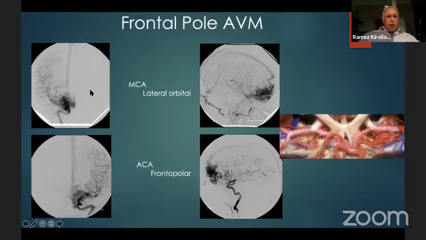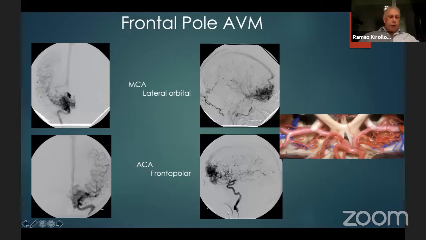The frontal pole has a blood supply laterally from the MCA. So this AVM is supplied laterally from the MCA, lateral frontal orbital branch, while this one is medial and it's supplied from the frontopolar. So this is the A1 and the A2, giving the A2 proximally, giving the lateral orbit. This is, sorry, the frontal orbital branch, while the M2 gives the lateral orbital branch.